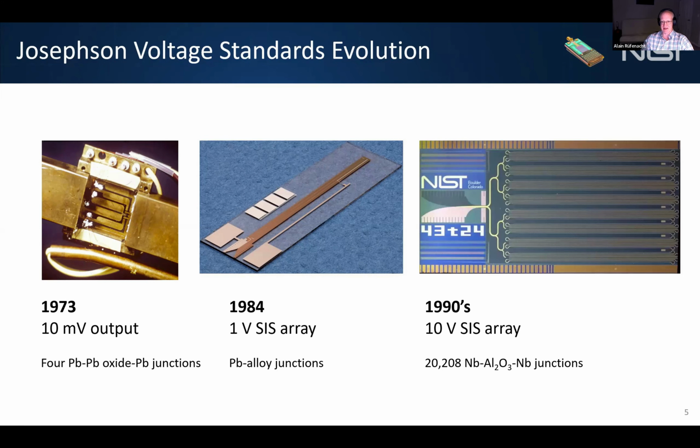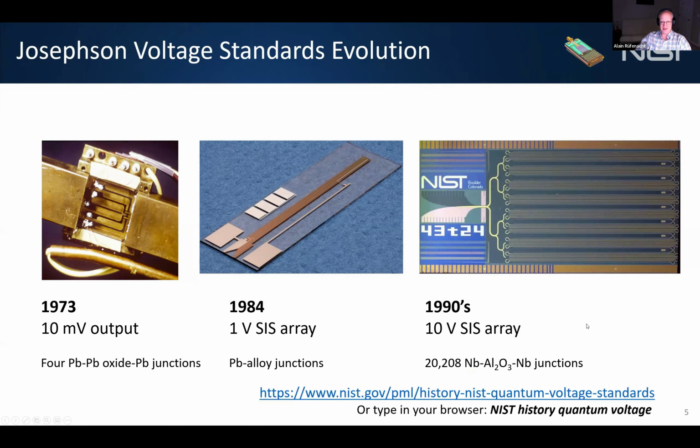Finally, in the 1990s, those arrays reached 10 volt. One of the big advantages was that the junctions used niobium aluminum oxide, which, unlike the 1984 version, can be used for more than one cool down and survives multiple thermal cycling. This is a very brief review of those Josephson voltage standards over time. If you're more interested, you can just go in your browser and type NIST history quantum voltage, and there will be many pages describing all those different standards over time.